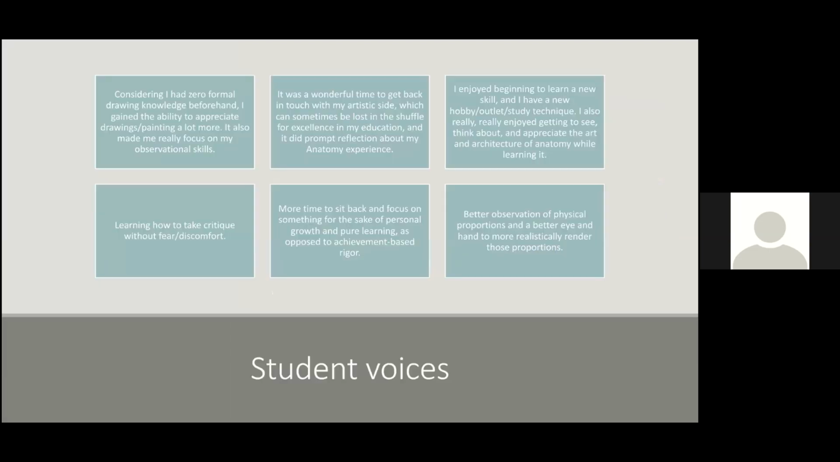And these are some student quotes, which I don't want to take too much time reading through, but I love this one, which was better observation of physical proportions and a better eye and hand to more realistically render those proportions. And also that it was a wonderful time to get back in touch with my artistic side, which can sometimes be lost in the shuffle for excellence in education.